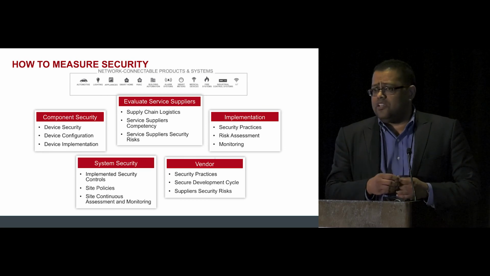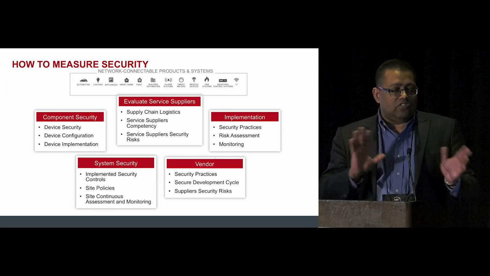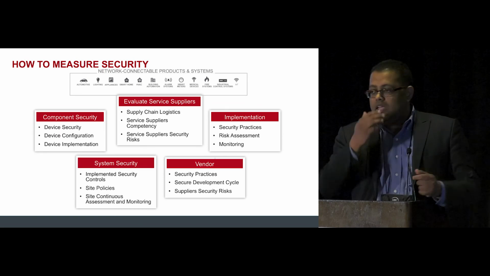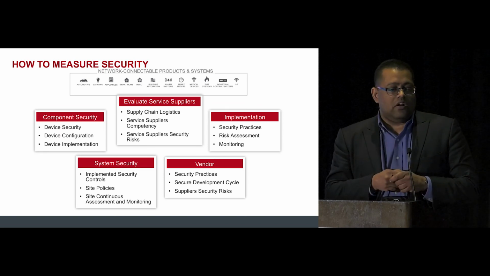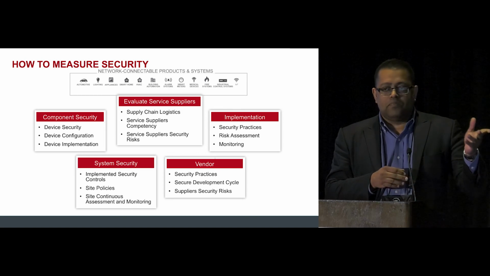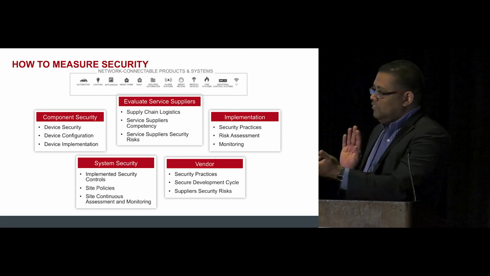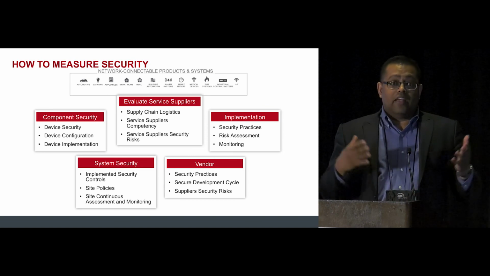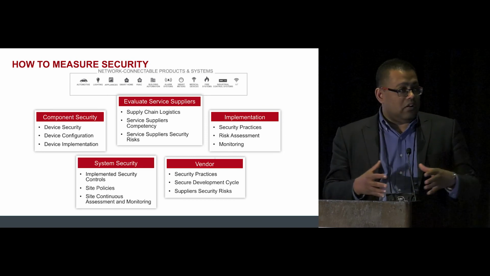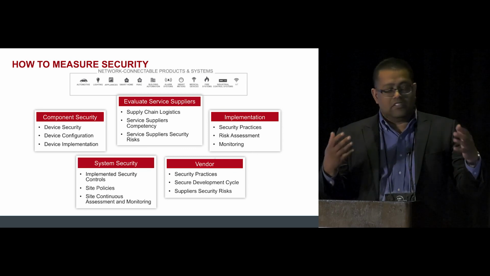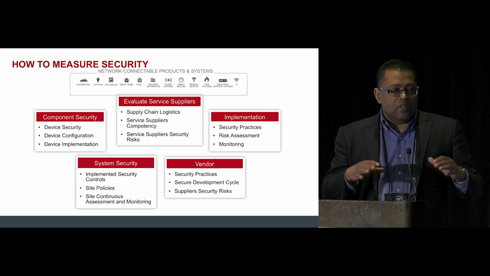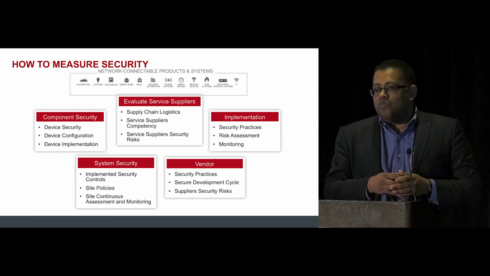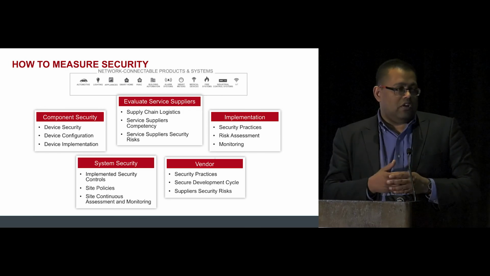So how do you measure security? Well, you can do it actually 5 different ways. If we look at this chart here, let's start at the top left. Component security. For anything, you start looking at the supply chain. You start looking at different components and devices and systems as they plug into each other and assess those devices and components for what would be the basic premise for security.